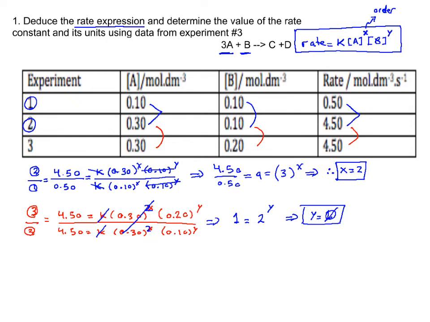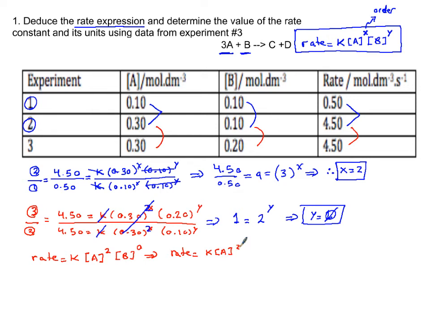So now I'm ready to write my rate expression. Rate equals k, the rate constant, which is a function of temperature only, times the concentration of A raised to power x, which we decided is 2, times B to power 0, which is 1. So I'm going to reduce this into rate equals k times A squared.